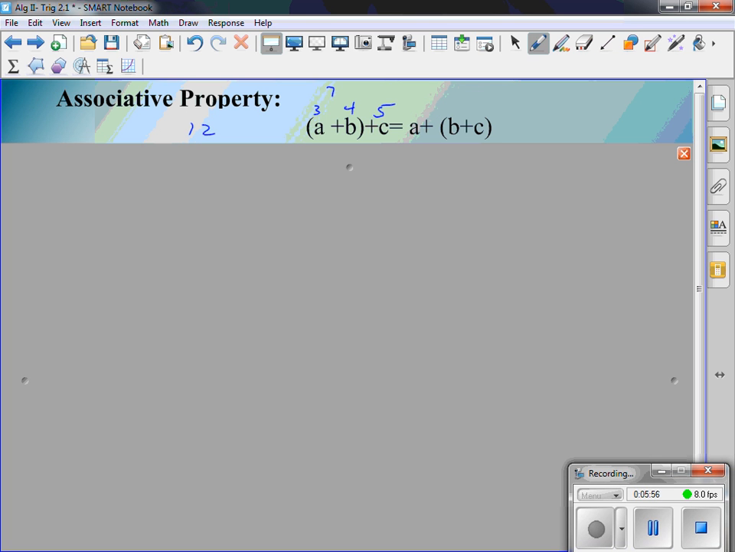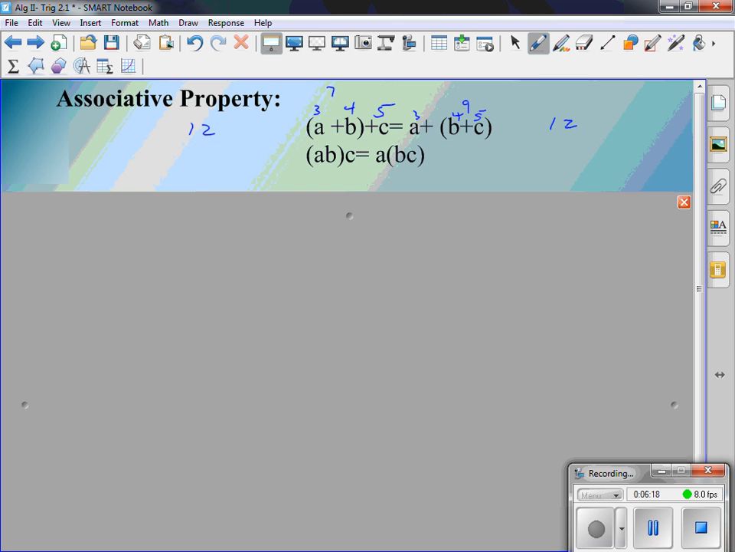Okay, 3, 4, 5. What's 4 plus 5? 9. What's 3 plus 9? 12. Changing who you're talking with does not change the problem. All you're really doing is picking up the parentheses and moving them. Again, this only works for addition and multiplication.